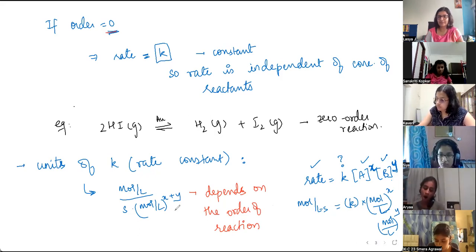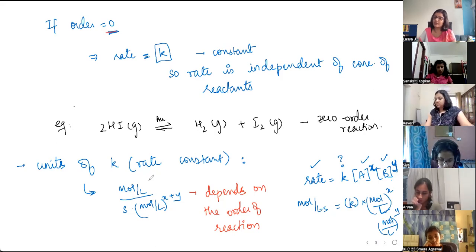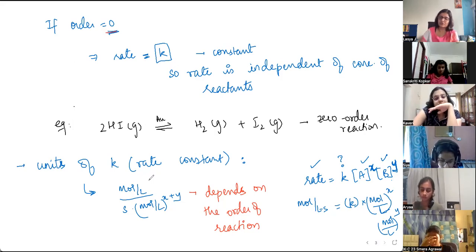So if you know the order of the reaction, put the values there and you'll get the units of the rate constant. So this is another way to figure out the order of a reaction. If you have found the value of the rate constant from a resource, then by looking at its units, you'll have an idea what the order of the reaction is. So you can work your way backwards from there. You can use that suitable rate equation, rate law, to solve your problem, like apply it in your thing.